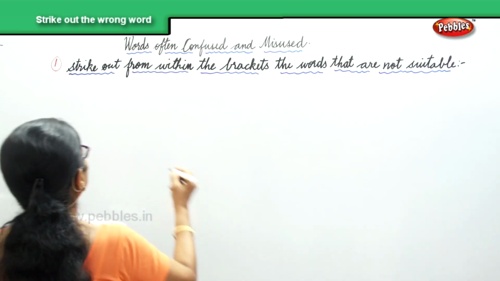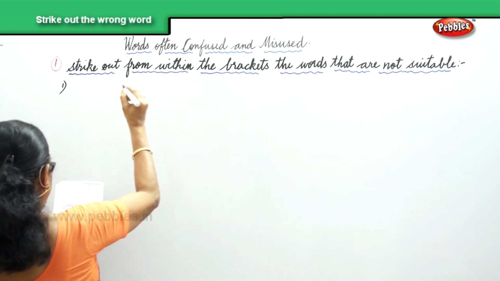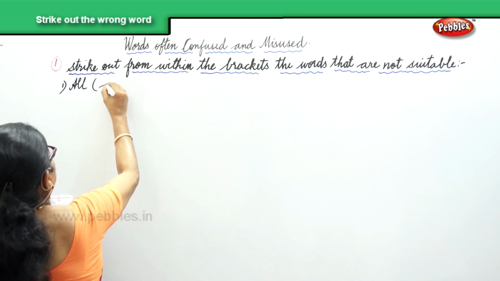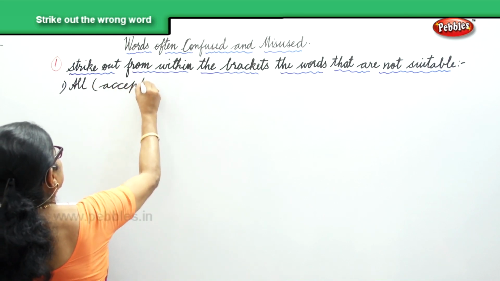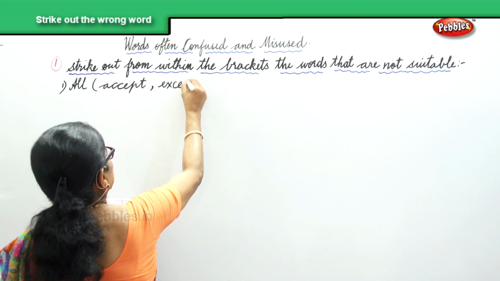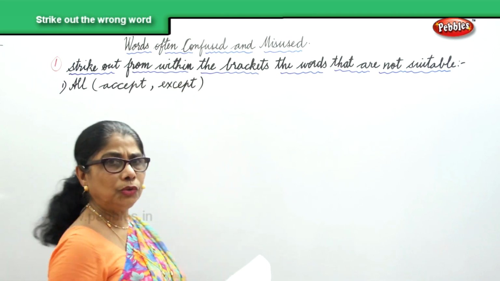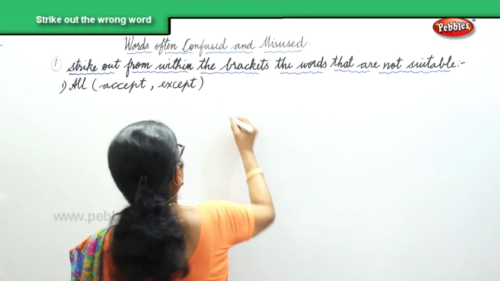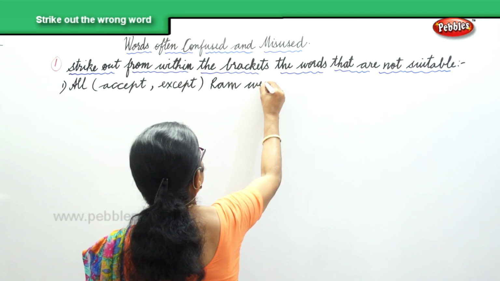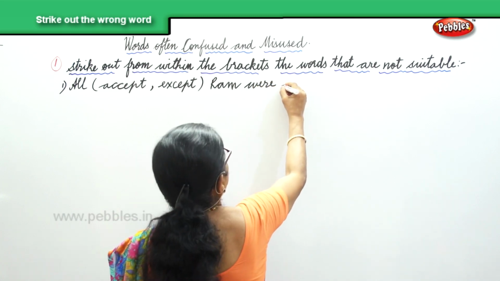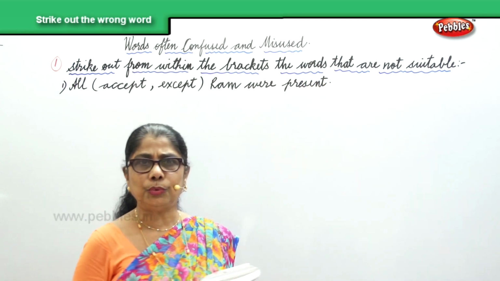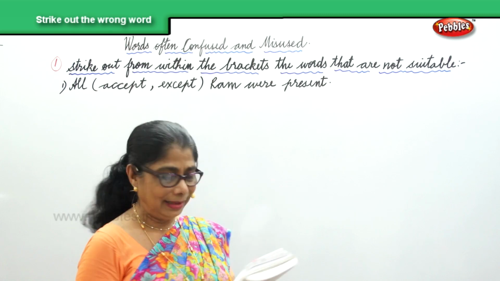The first one is: all except, accept, Raman were present. That has the two words, okay? I will write out all the sentences and then we do the picking or striking correctly after.